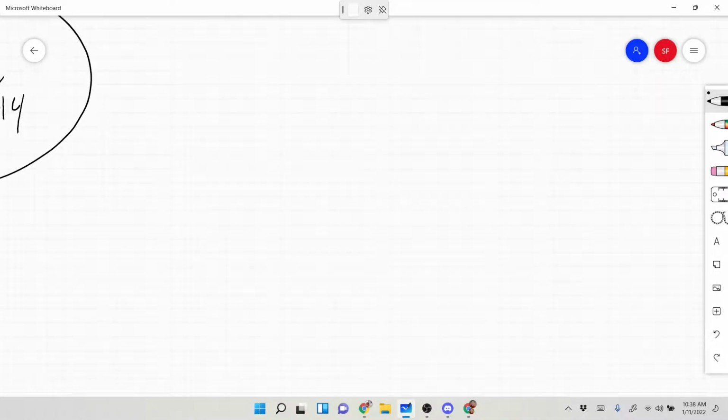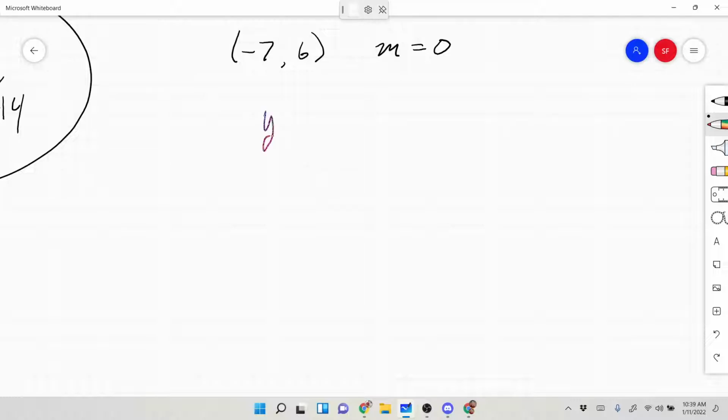We are trying to write an equation in point slope form that passes through the point and has the slope, and then we're supposed to graph it. So we're given the point negative 7, 6, and we're given the slope of 0. So point slope form is y minus y1 equals m times x minus x1.